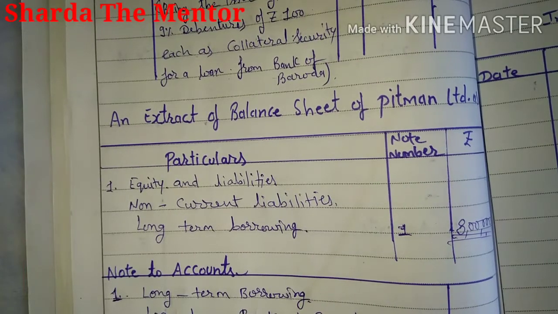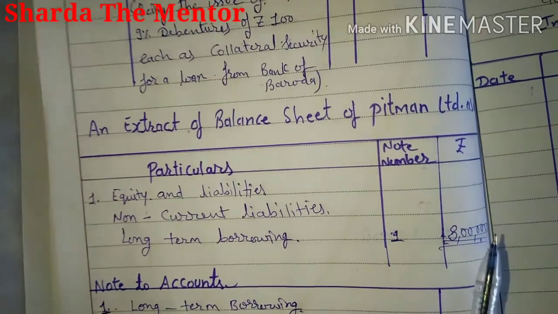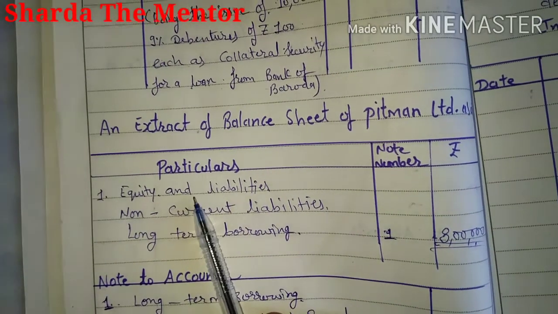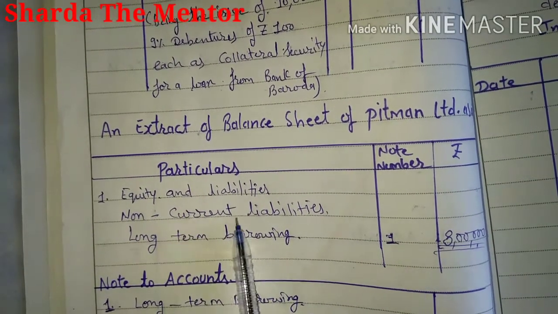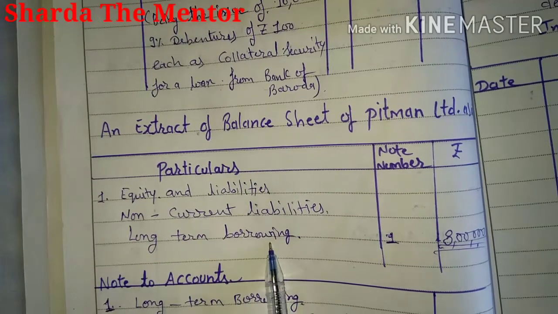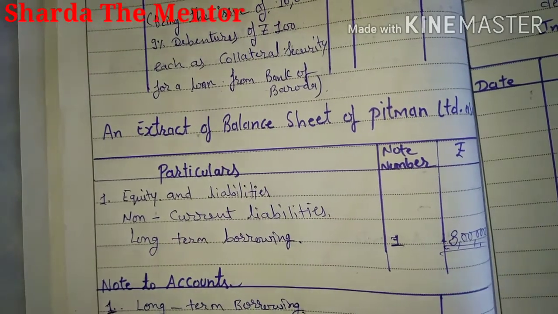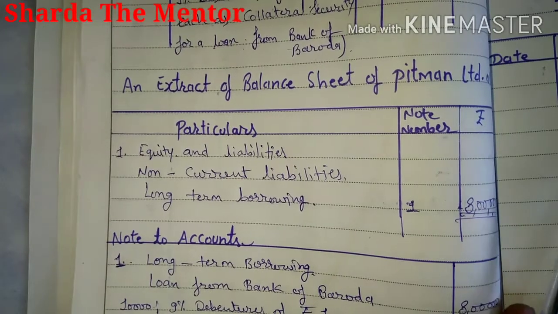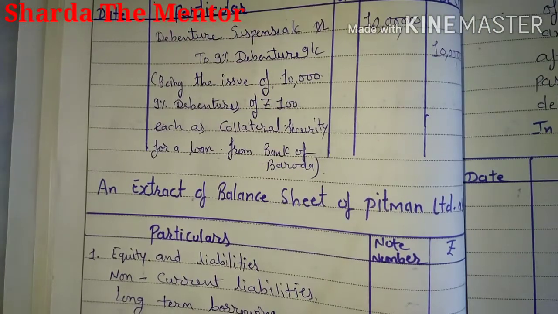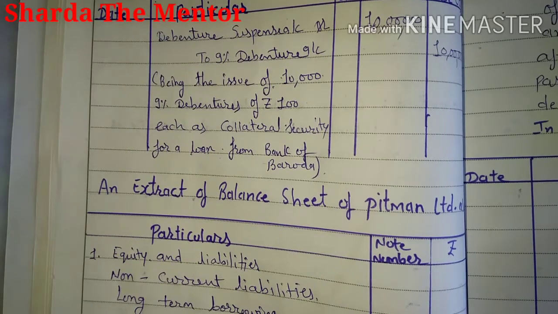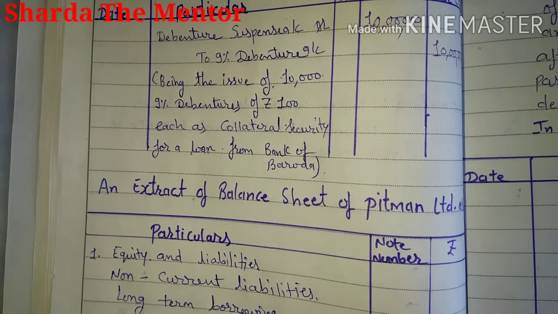So 8 lakh rupees will be there and that 8 lakh rupees will be transferred to your balance sheet. Main heading will be equity and liabilities, subheading will be non-current liabilities, and then under long-term borrowing you will transfer 8 lakh rupees. So in that way you have to pass both methods. Which method to use depends on what is mentioned in the question paper, and on the basis of that you have to decide which method to choose. If it is not mentioned, whichever method you think is easy, you can use it. Okay, thank you.